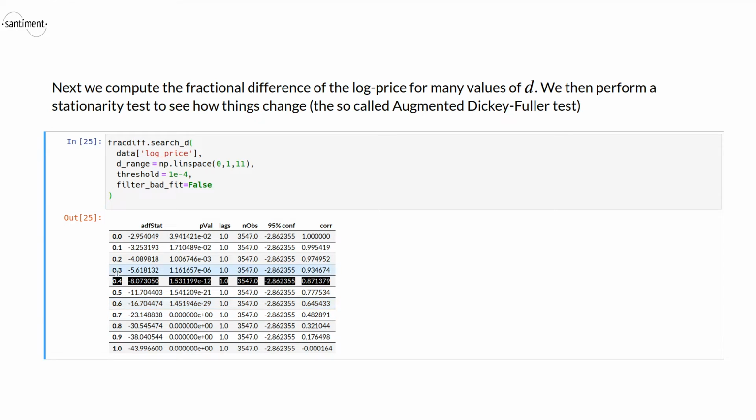But at some middle levels, you can see that we can get some compromise, right? So for example, for this 0.4, the statistic seems to be pretty negative. And at the same time, the resulting time series still looks to be somewhat correlated with the original time series. So it still contains some of the original information.